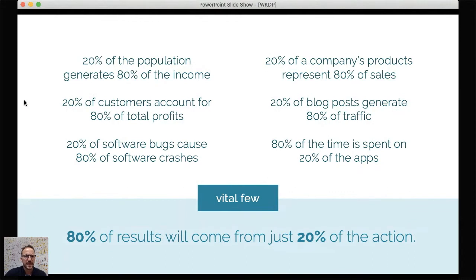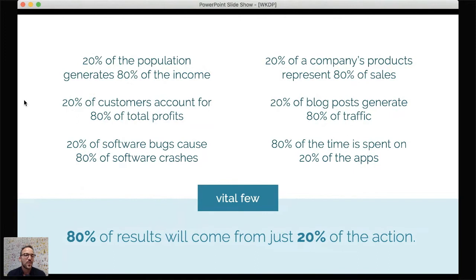Also, another example, 20% of blog posts generate 80% of traffic. If you happen to be a blogger, you know that very much the case. Only a handful of your blog posts are actually bringing a lot of people in, right? And finally, one that we can all relate, 80% of the time is spent on 20% of the apps. And I'm sure you probably know what those 20% of apps are on your mobile phone.